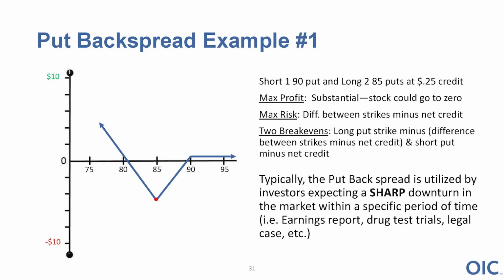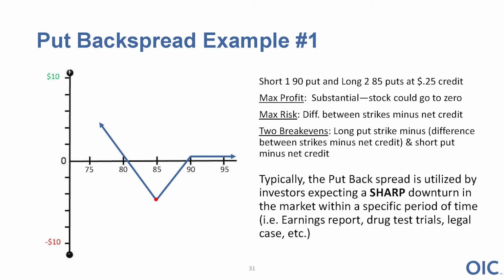So here's the put back spread example by itself. In this example, we are short one of the 90 puts, and we're long two of the 85 puts. Based on the prices, we were able to do this for a 25-cent credit. In other words, we actually got paid to put on this position.